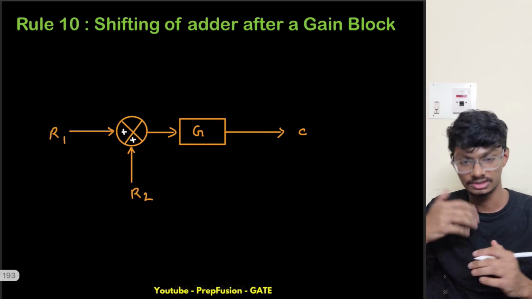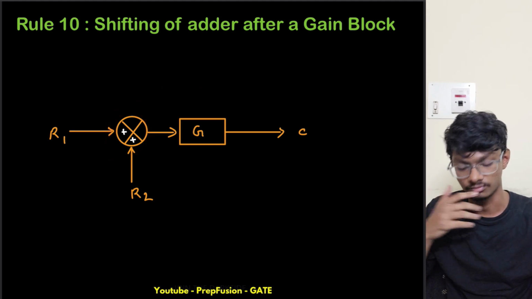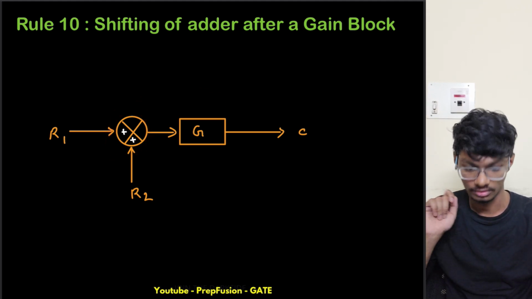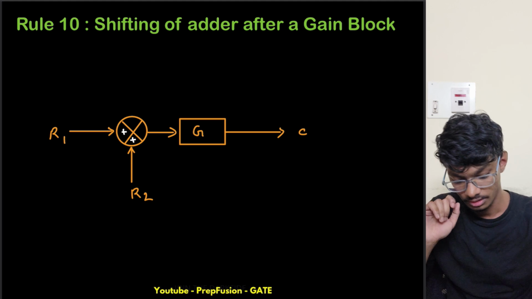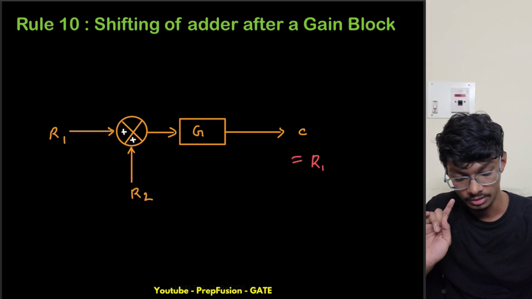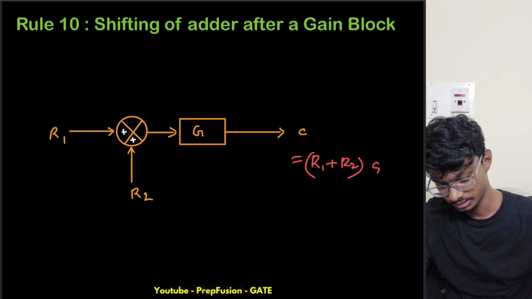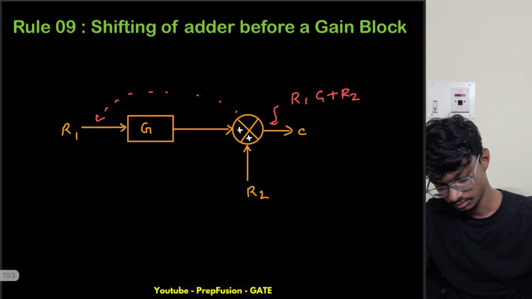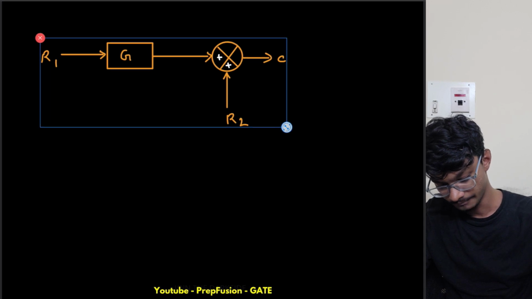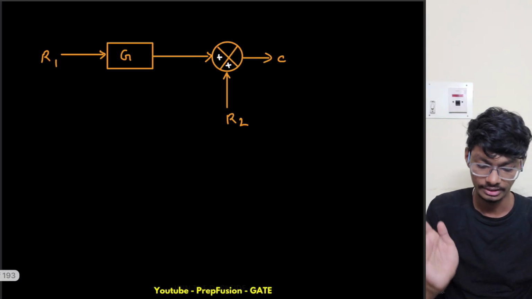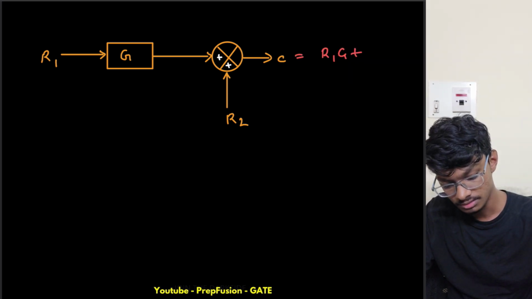Now it's the opposite. We have to shift the adder after the gain block. So how will I shift the adder after the gain block? What is the output this time? This time the output is R1 plus R2 times G. Now if I shift it after the gain block, let me copy the previous one, simply paste this here. It's like this scenario only. I am shifting the adder after the gain block. So what is the output I am getting this time? The output I am getting is R1G plus R2.